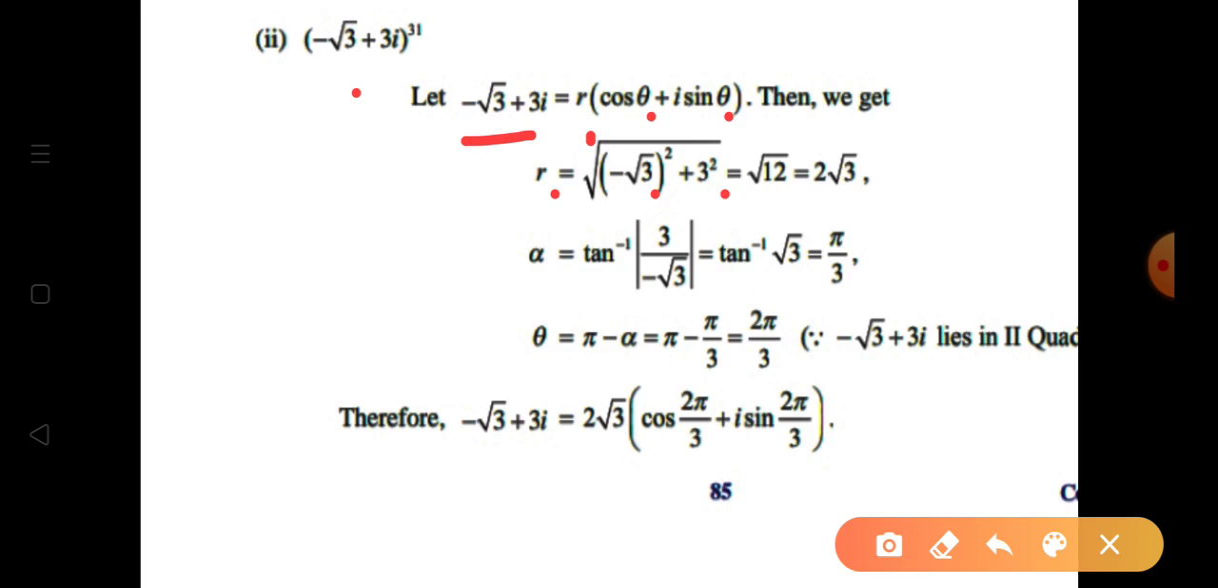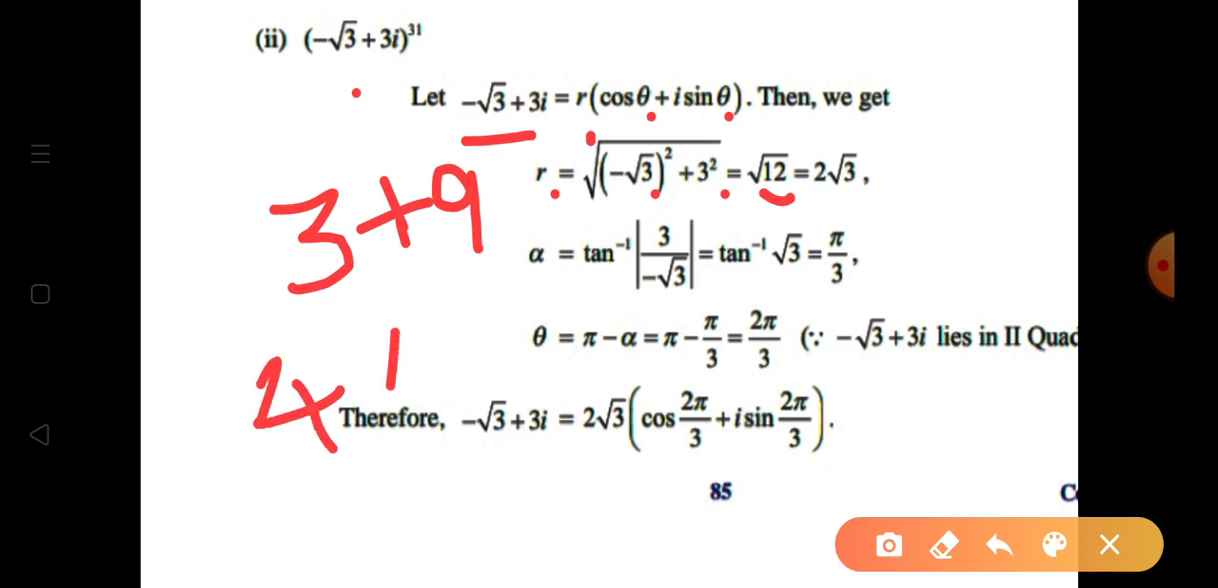Root 3 square, that is equal to 3. 3 square, this is 9. So 3 plus 9, we get the answer root 12. How do you write root 12? 4 into 3. So square root of 4 into 3. Root 4 answer is 2 and root 3. So the answer is 2 root 3.